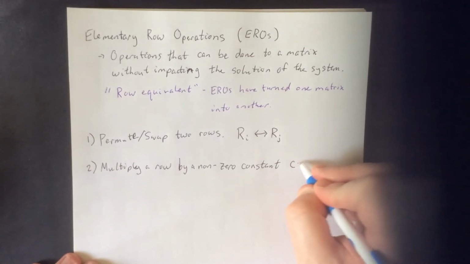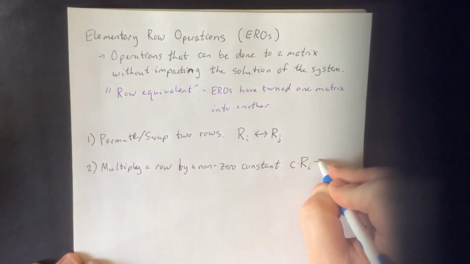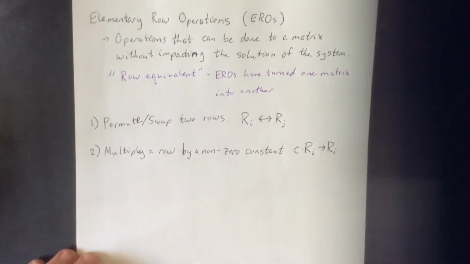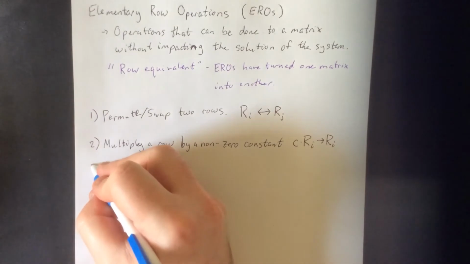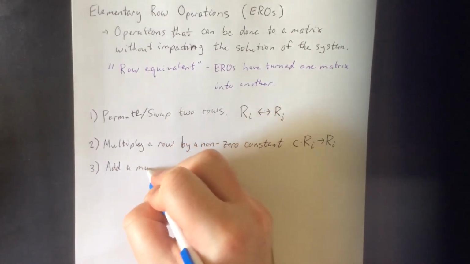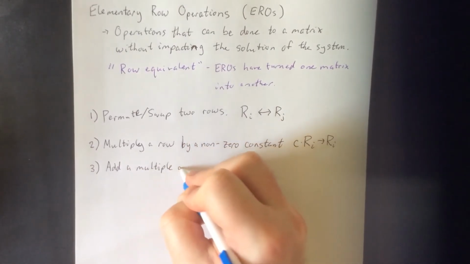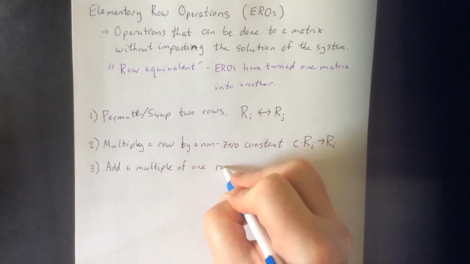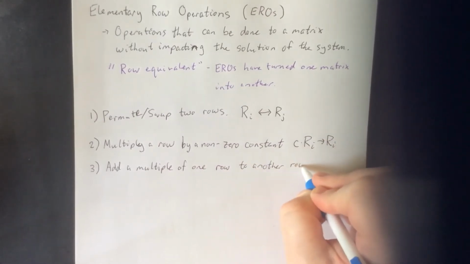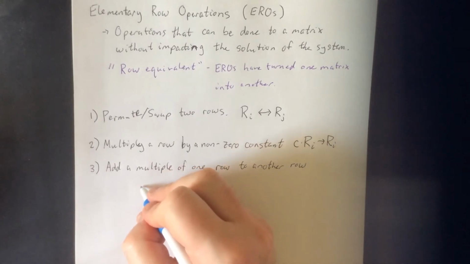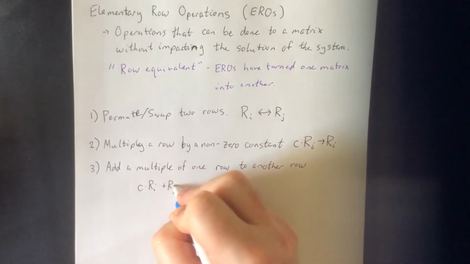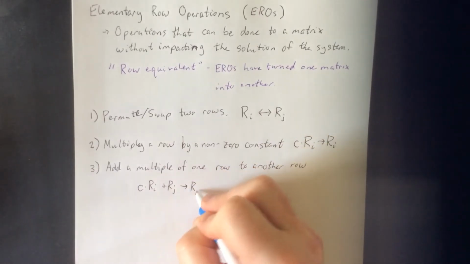We'll use that constant times the appropriate row will become that row. Good. And then finally, here's where the elimination addition comes from. You can add a multiple of one row to another row. This is where we would say something like c times the ith row. We're going to add that to the jth row, and that will become the new jth row.